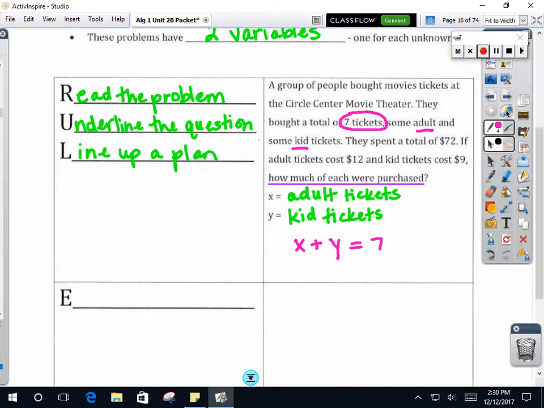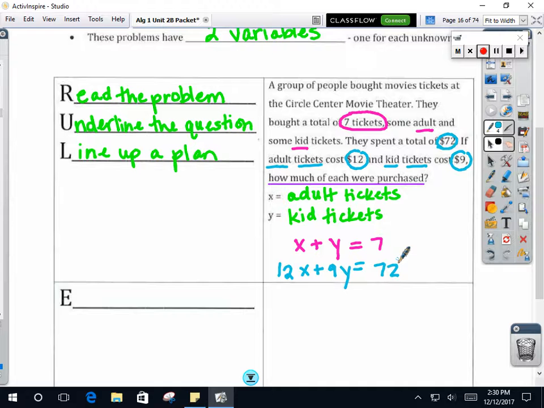Now your second equation is going to come from the remaining information that says they spent a total of $72. Adult tickets cost $12 and kid tickets cost $9. Can anybody tell me what that equation would look like? What is it equal to? Okay, and then $72 is from what? Very good. $12 per adult ticket, $9 per kid ticket totals up to $72.